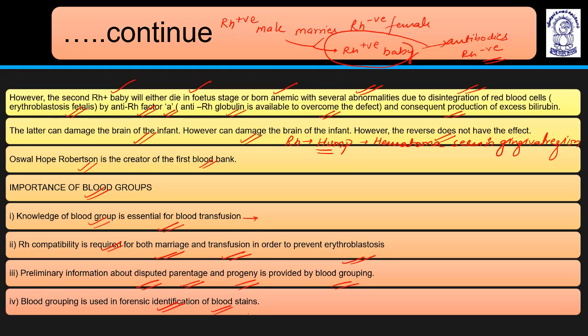What is the importance of blood groups? Knowledge of blood groups is essential for blood transfusion. Rh compatibility is required for both marriage and transfusion in order to prevent erythroblastosis fetalis. Preliminary information about disputed parentage and progeny is provided by blood grouping. Blood grouping is used for forensic identification of blood stains. So that is all about the blood groups.